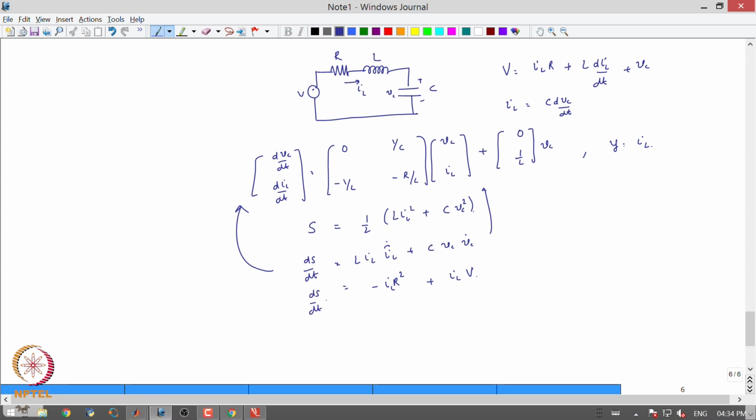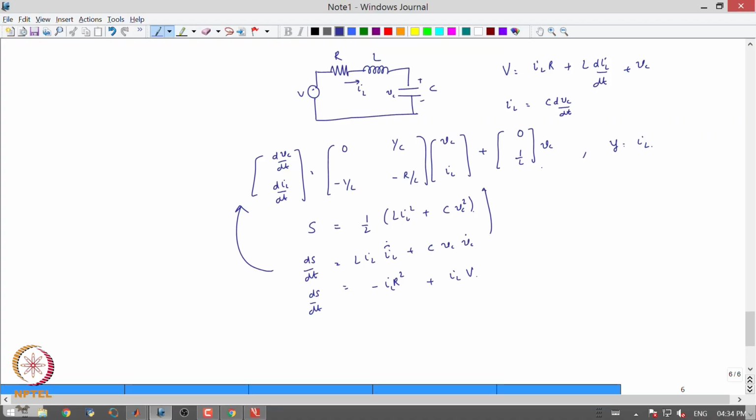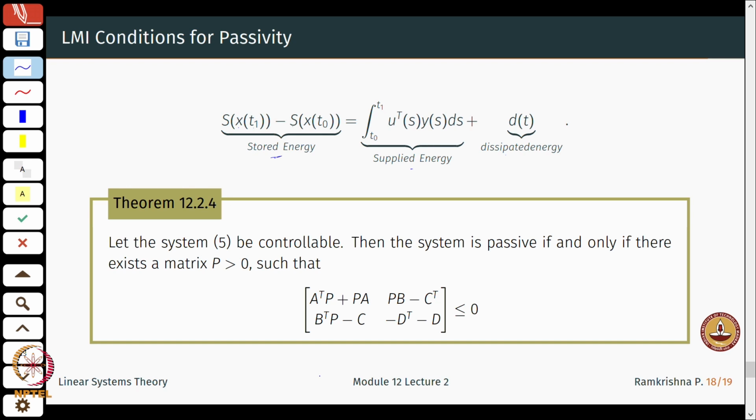So this is exactly the passivity relation, or the energy balance equation that we had here: the stored energy is the supplied energy plus the dissipated energy, or the rate of increase of stored energy. So this is my power dissipated, and this is just my input power. Now, if the system is controllable, then passivity is equivalent to solving the following LMI.